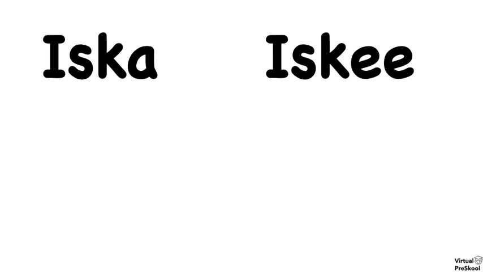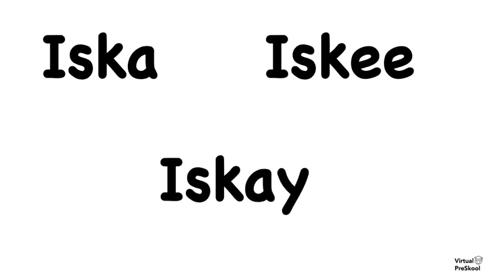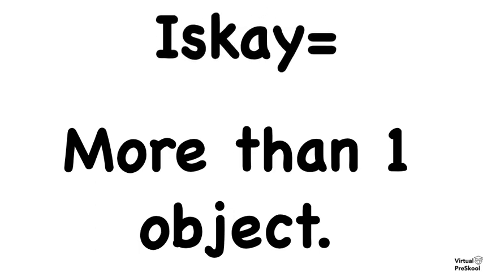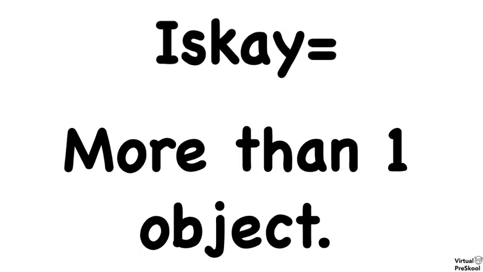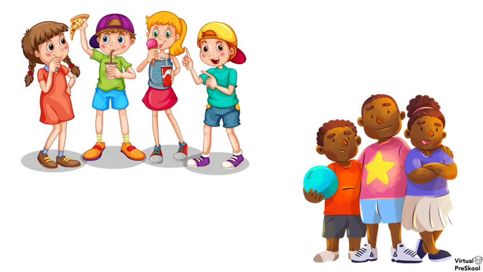Now, we've learned how to use iska and iski. Now let's talk about the third one, iske. When do we use this one? We use this one when there is more than one object. We use iske when there's more than one object. But there's more to it than that. We use iske when there's more than one object, but we have specific types of objects.